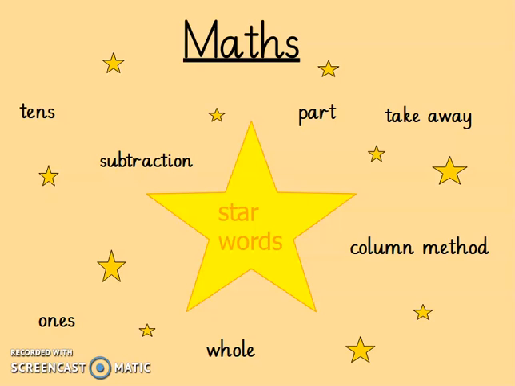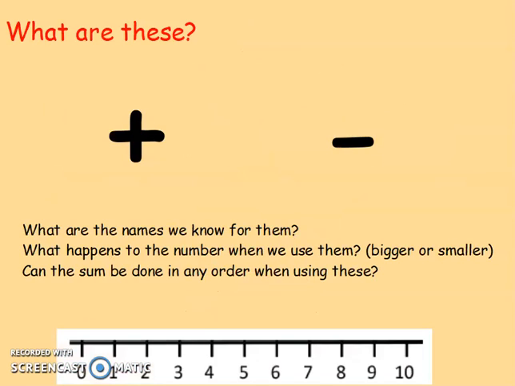Tens, ones, part, whole. Part, whole. Subtraction. And another way of saying subtraction is to take away. Take away. And remember, just like yesterday, we're going to be looking at doing the column method. We know these. We've been doing this nearly every day now.